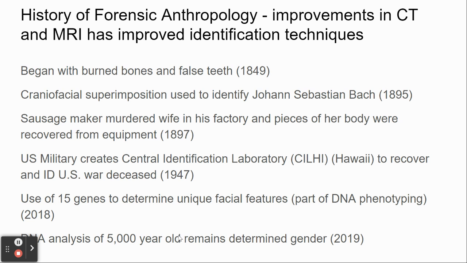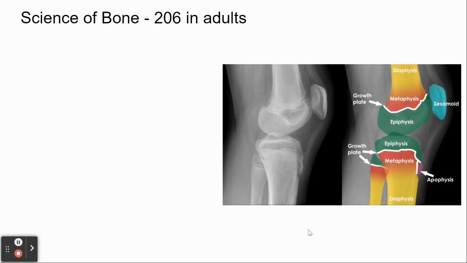And then in 2019, they conducted a DNA analysis of a 5,000-year-old skeleton, and from that they were able to determine what the gender of that particular individual was. That's been repeated numerous times, obviously, since 2019, and scientists are getting better and better, not only with the DNA phenotyping part, but also in terms of identification of gender and other key characteristics and features of the individuals. So that's really, really useful.